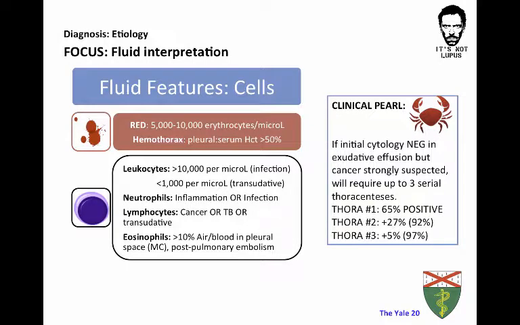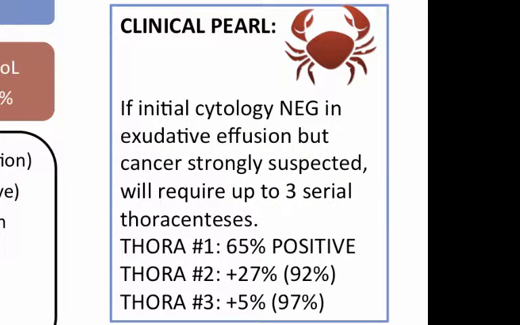Our clinical pearl in this case is the fact that investigative cytology often requires multiple thoracenteses to turn positive. And so you can see that if you have a strong suspicion for cancer, you may need to repeat that tap 1, 2, or even 3 times.